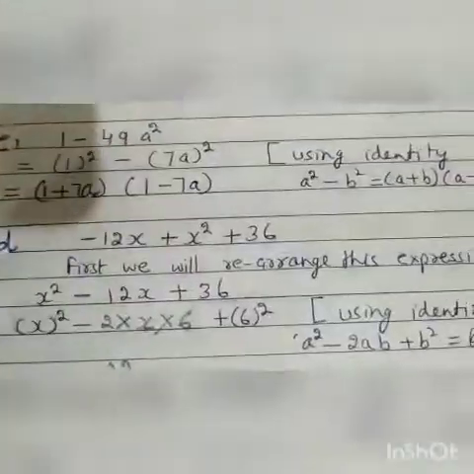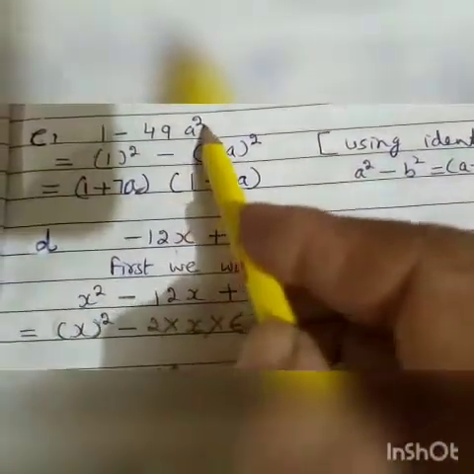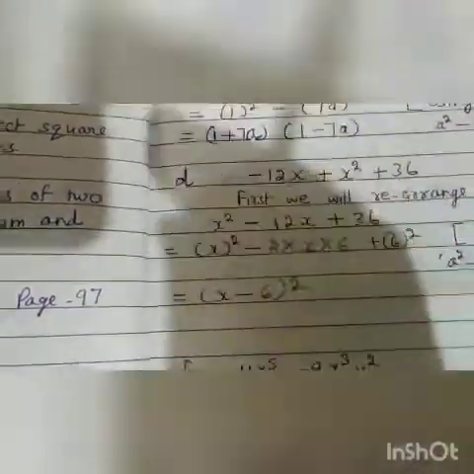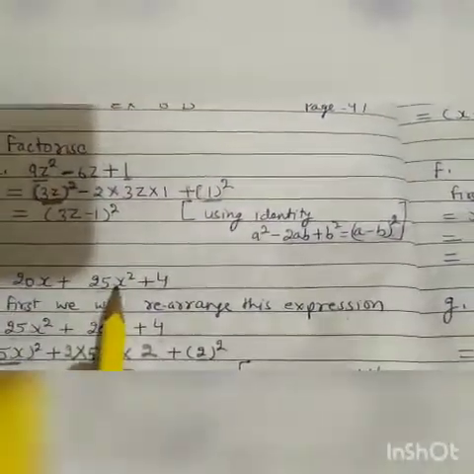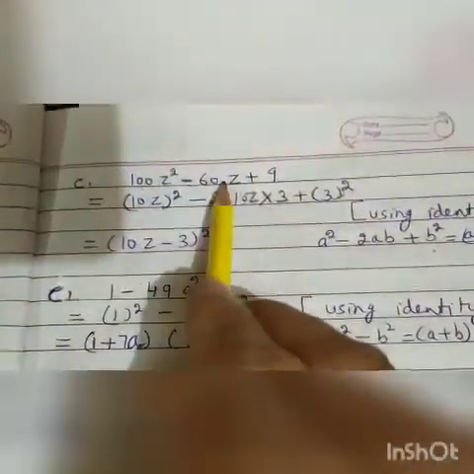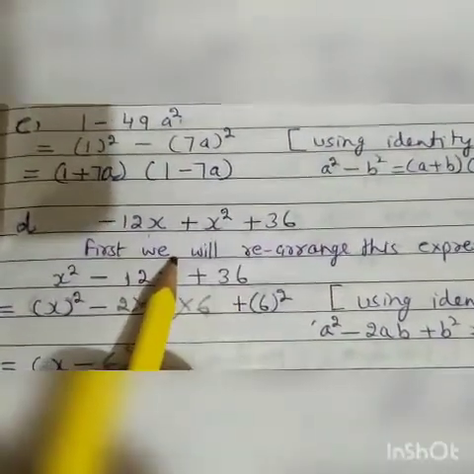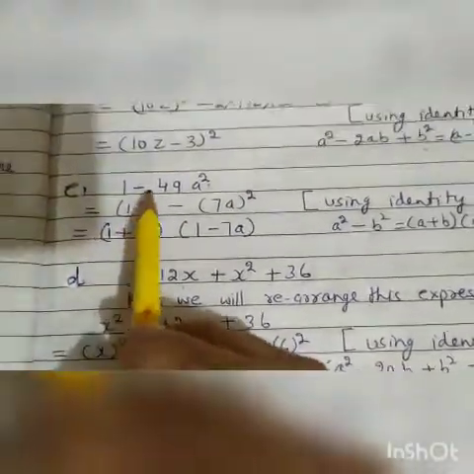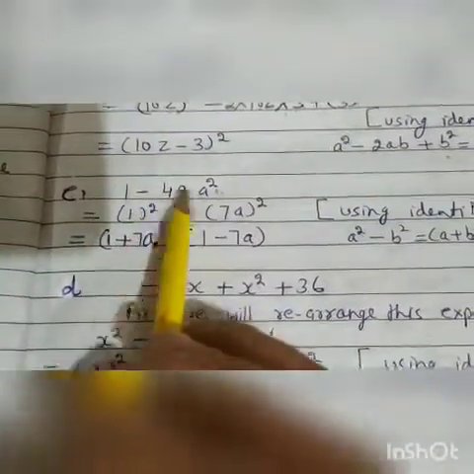Now come to part E. In E, 1 minus 49a square. See what the difference is. In A, B, C, D, in these 4 parts there are 3 terms. There are 3 terms, and out of these 3 terms, 2 are squares. But in this E part, there are only 2 terms: 1 minus 49a square. And both these terms are squares.